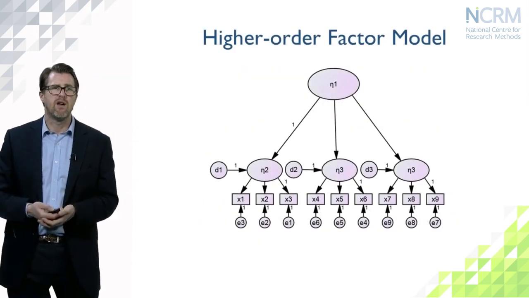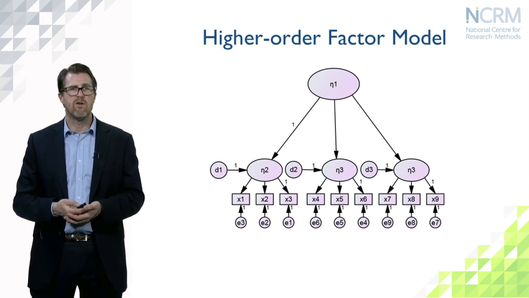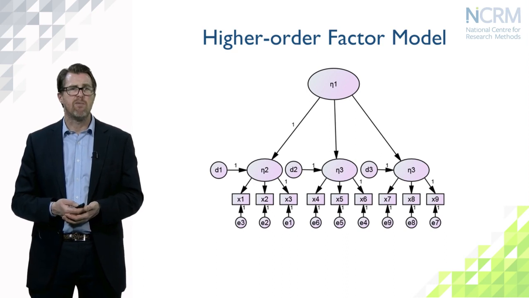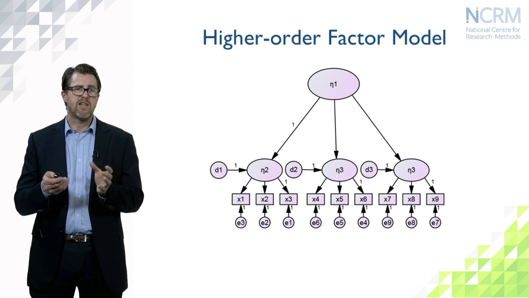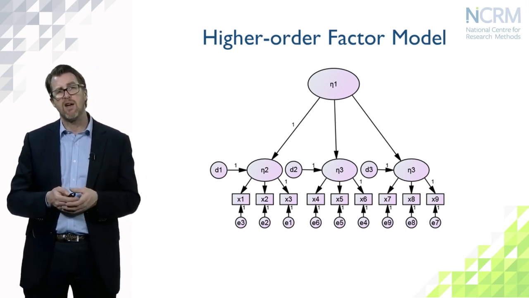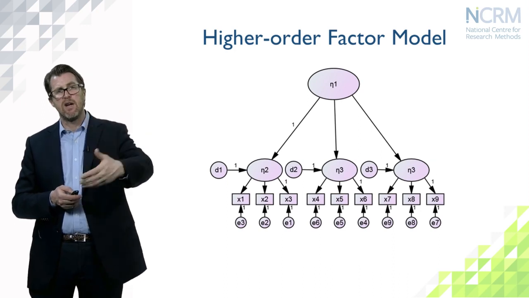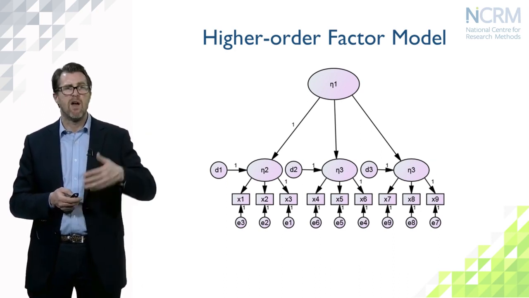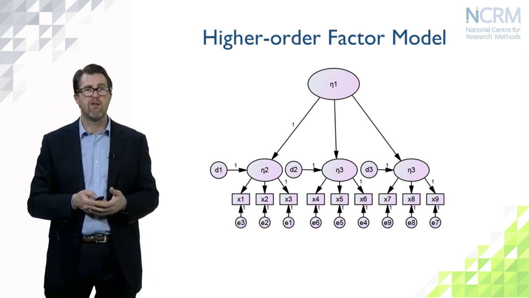So here's what a path diagram for a confirmatory factor model with a higher order structure would look like. We have at the bottom of the diagram now the observed variables in rectangles. There are 9 of those, and each set of 3 is measuring a latent variable. And then the highest level variable, eta 1, is then measured as a function of those 3 latent variables.